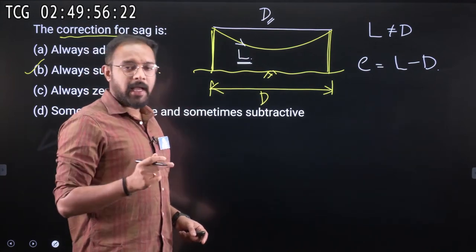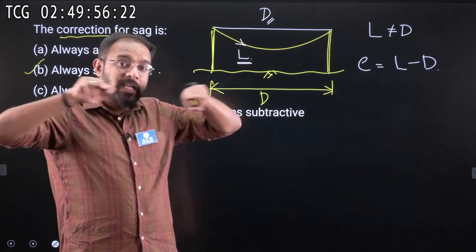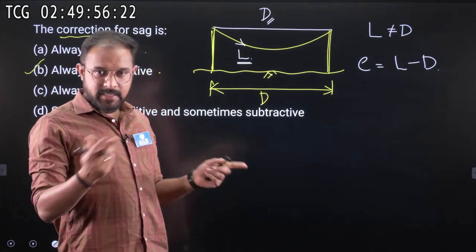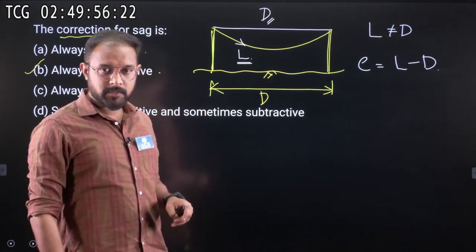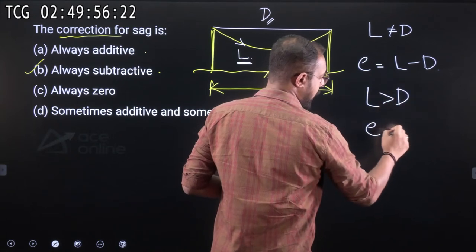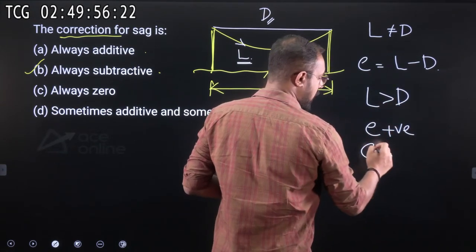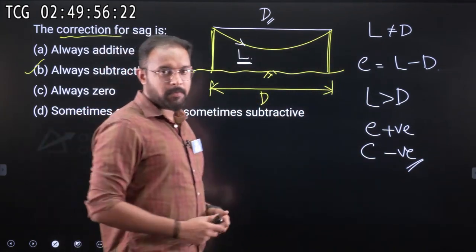There is no condition where the curved length can be shorter than the corresponding horizontal distance. Arc length between two points cannot be shorter than the chord length between the same two points. So remember, L is always greater than D, so our error is positive, and then the correction is negative. So the correction is always negative. Please remember this.